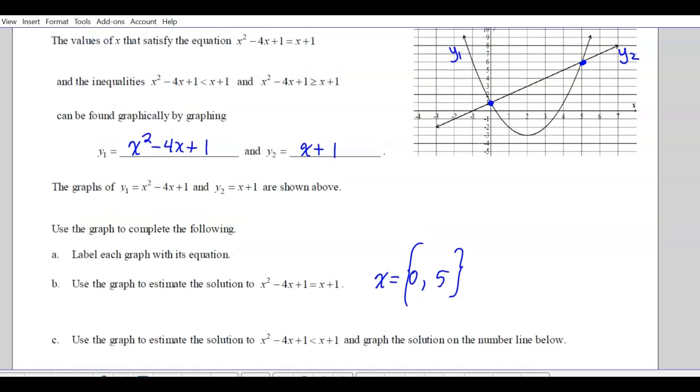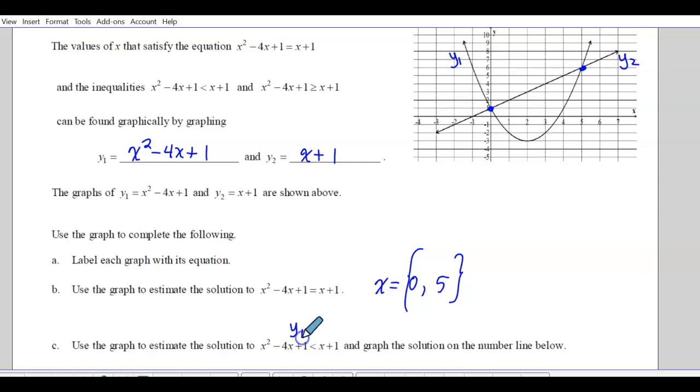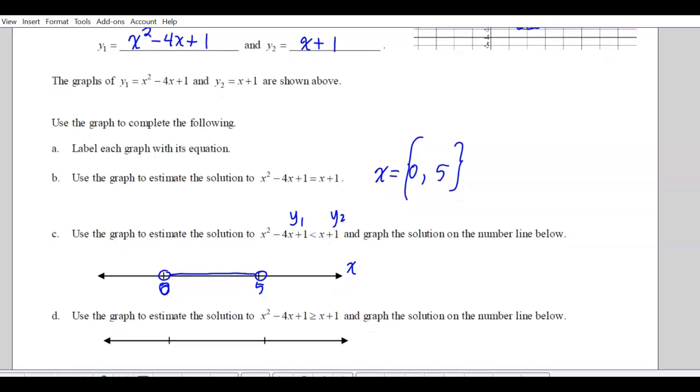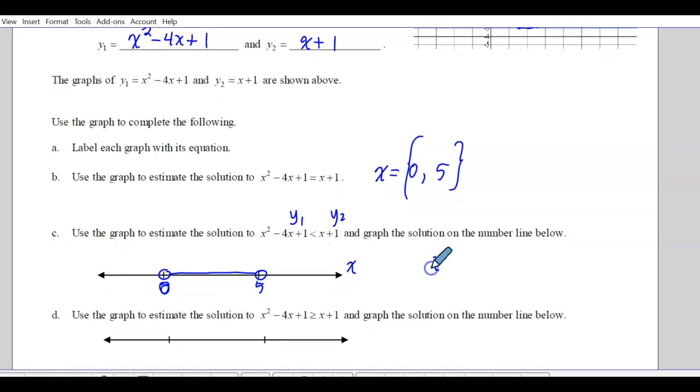If we're solving the inequality, then you need to look closely. This is your y1, this is your y2. So we're looking for where y1 is below y2. So y1 is above there, but it's below y2 there. So what x values for those points? That's going to be between 0 and 5. And no equal sign, so open circle and join those up. And so we would say that in a statement, x greater than 0, less than 5.